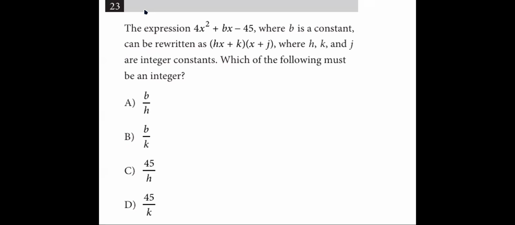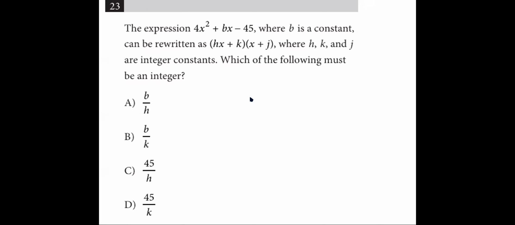Okay, so for question 23, we have the expression 4x squared plus bx minus 45, where b is a constant, which can be written as (hx plus k) times (x plus j), where h, k, and j are integer constants. Which of the following must be an integer?